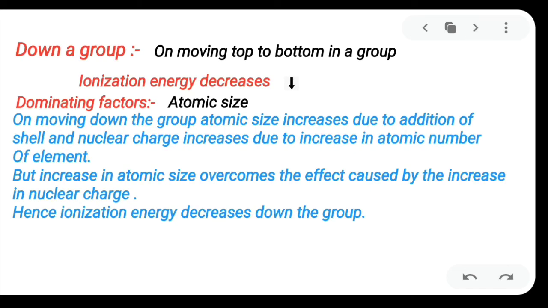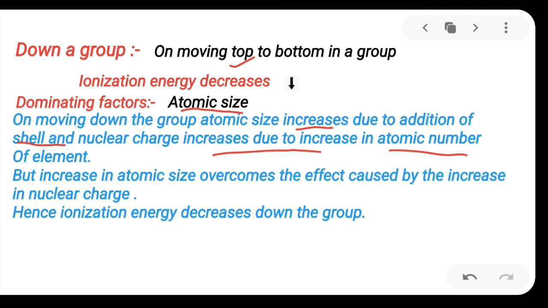When we move down a group, atomic size is the dominating factor, hence ionization energy decreases. As we move down the group, atomic size increases because new shells are added, the number of shells increases, and also nuclear charge increases because the atomic number increases. Is it clear?